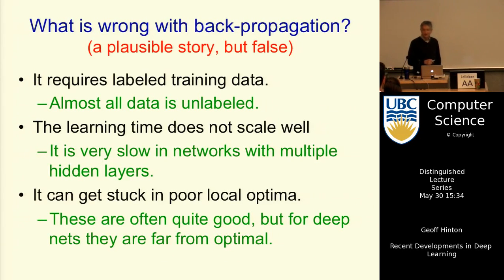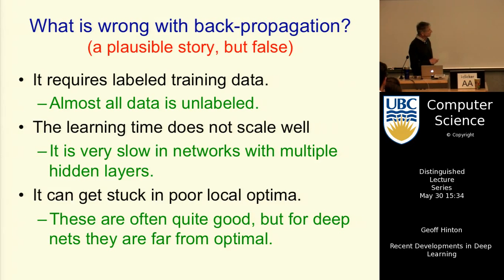So people developed a story of why backpropagation didn't work. I took this from one of my slides from a while ago, so this was the story I was telling. It doesn't work because you need too much labeled training data. And almost all the data you can get easily is unlabeled, because you have to know what the right answer is to train these nets. And you'd be much better off training a generative model that doesn't need to know the right answers.